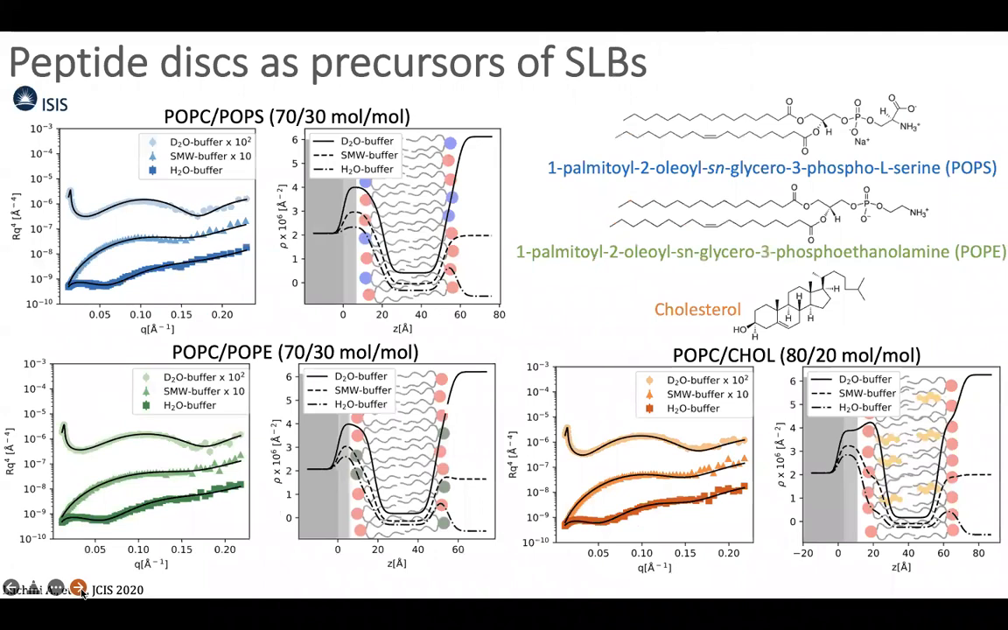We also tested different phospholipid mixtures that are quite commonly used to mimic mammalian membranes. So we used mixtures of POPC and POPS. POPS is an anionic phospholipid, so with a negatively charged head group. We also used mixtures of POPC and POPE, and POPC and cholesterol. And in all cases, we confirmed the formation of a supported lipid bilayer with the expected structure.